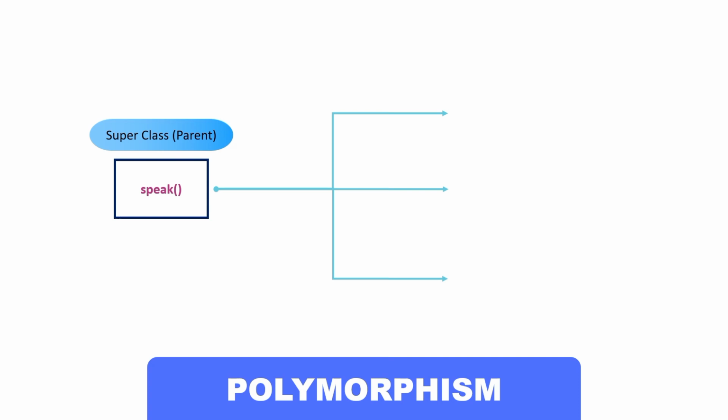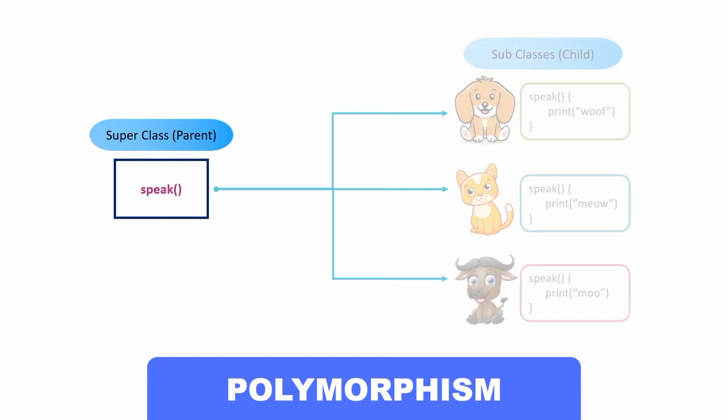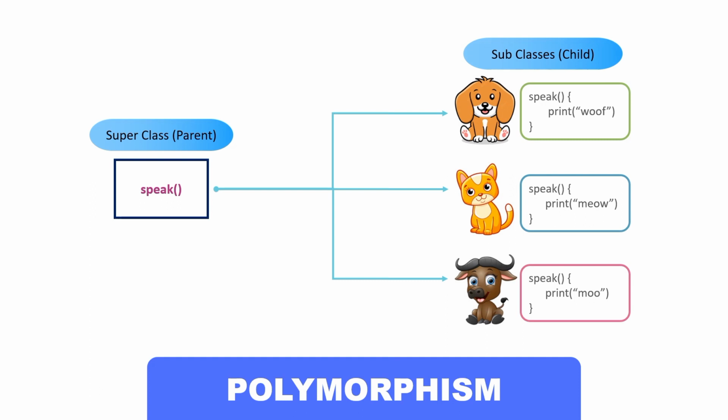We use method overloading and method overriding to achieve polymorphism. Here, in each of the three subclasses, we have to override the speak method to allow animals to speak in their own way. Hence, polymorphism literally means many forms.